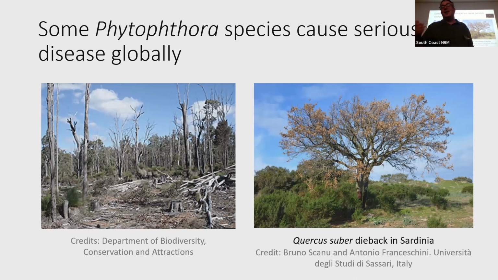Briefly, we all know some Phytophthora species cause very serious diseases globally. And I think probably one of the best examples of that is the infamous Phytophthora cinnamomi. In Western Australia here, we've got an image of it being associated with massive dieback in our forest, which is very tragic. But Phytophthora cinnamomi is also a really nasty beast globally. Here's an image of it causing oak dieback in Sardinia. It's very well acknowledged as one of the most significant global plant pathogens on the planet.